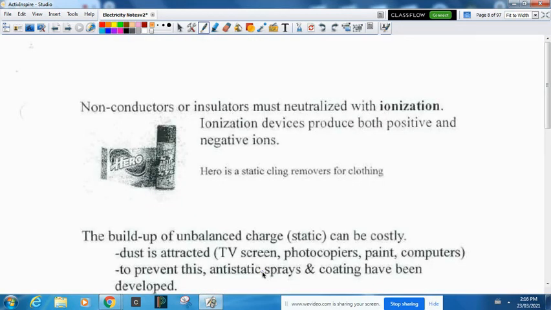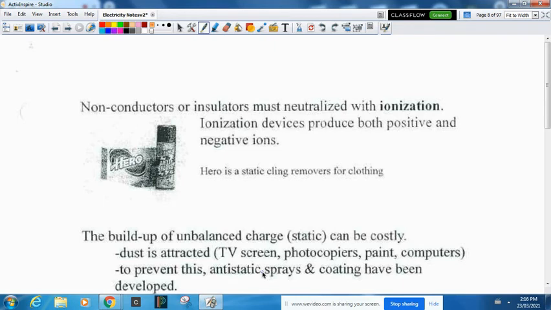Non-conductors or insulators must neutralize if you want. So for example, let's try this again. If you've got static electricity on your clothes, you can use ionizing devices to produce both negative and positive ions here, or you can use something like Static Guard or Hero. Hero is kind of interesting.